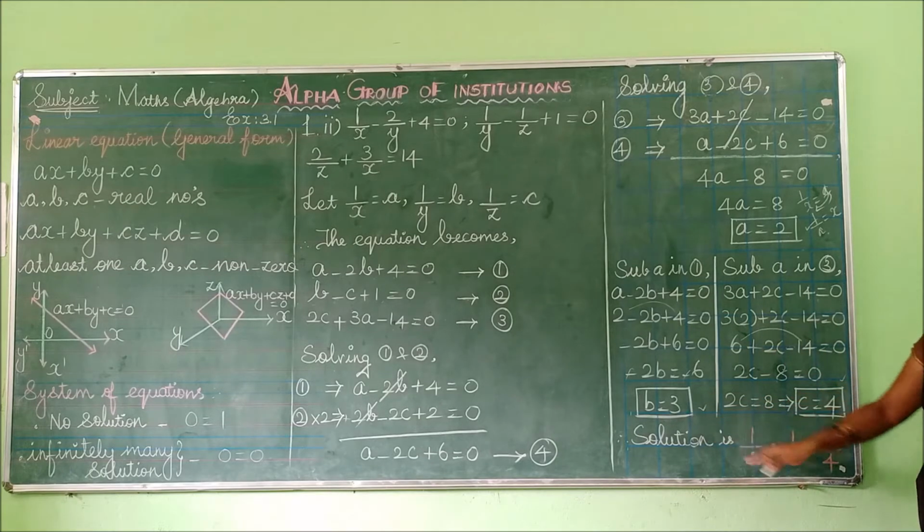Likewise b also. y is equal to 1 by b, that means 1 by 3. c means z. z is equal to 1 by c, and 1 by c is 1 by 4.